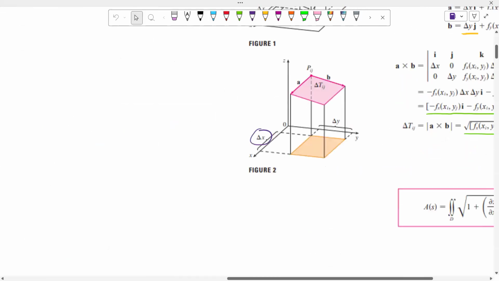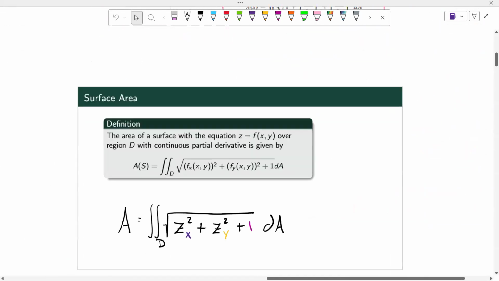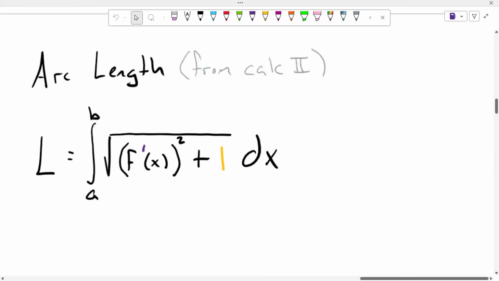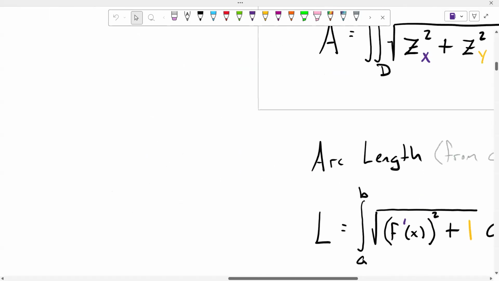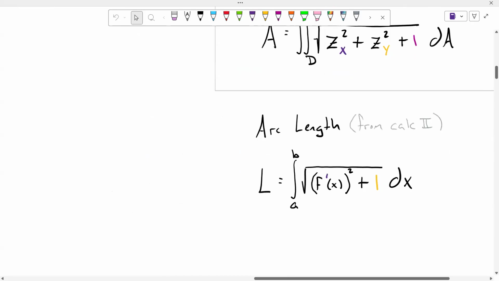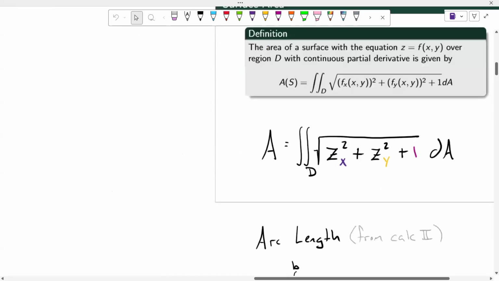If we harken back to some Calc 2 ideas, and when we did arc length even earlier in this class, we had this formula for arc length, which is just f prime squared plus 1 also squared, where again, that 1 is coming from the derivative of y with respect to itself. Kind of. I at least like to think about it that way because it helps me remember what I'm doing. But anyway, arc length, if we extend it to its higher dimensional idea, that's going to be surface area.